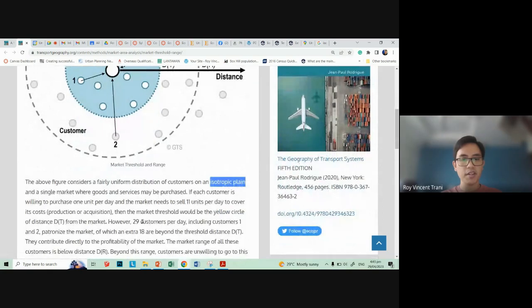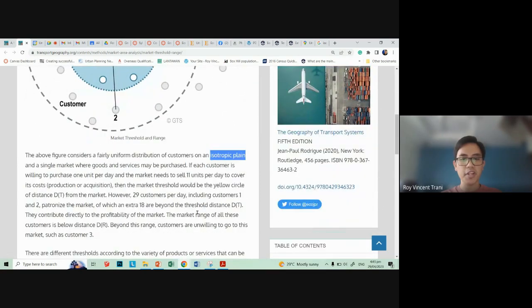However, 29 customers per day, including customers 1 and 2, patronize the market, of which an extra 18 are beyond the threshold distance. So they contribute directly to the profitability of the market, and then the market range of all these customers is below distance dr, or the market range. Beyond this range, customers are still willing to go to this market, such as customer 3.